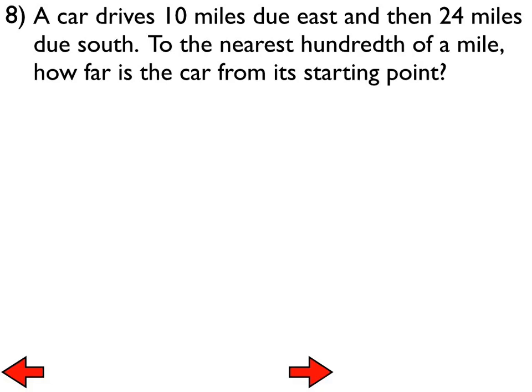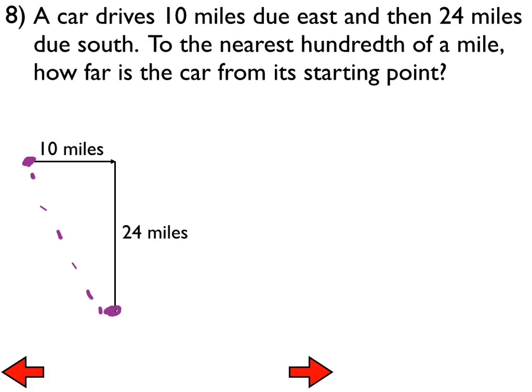All right, number 8. A car drives 10 miles due east and then 24 miles due south. Due means straight. So 10 miles due east, sometimes it helps drawing a picture. 24 miles due south. To the nearest hundredth of a mile, how far is the car from its starting point? This was its starting point. This is where they are now. You're trying to figure out how far is it from there to there. Obviously, this is a right triangle. Find out how far they are apart, or find out how far he was from his starting point.